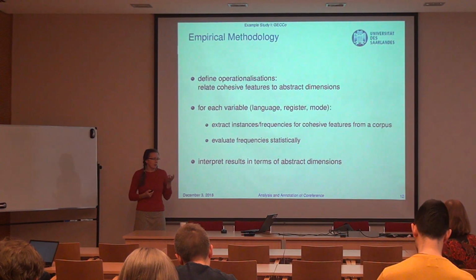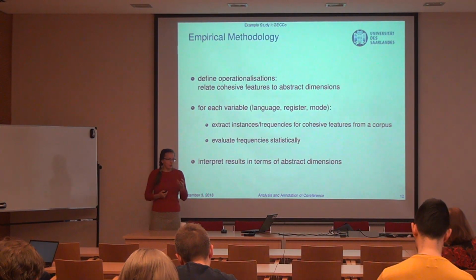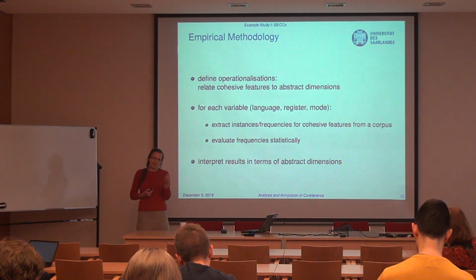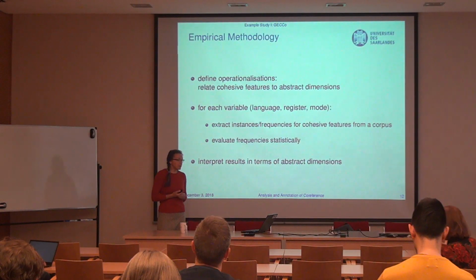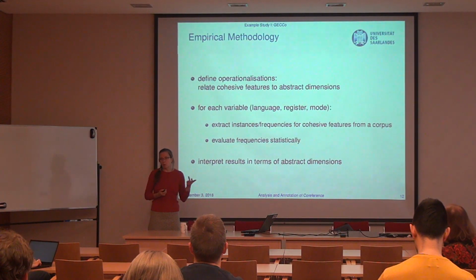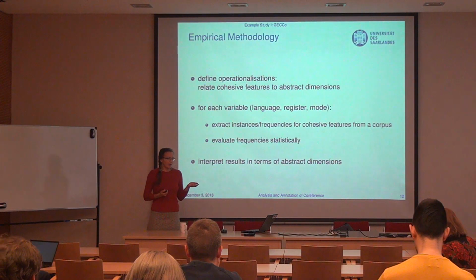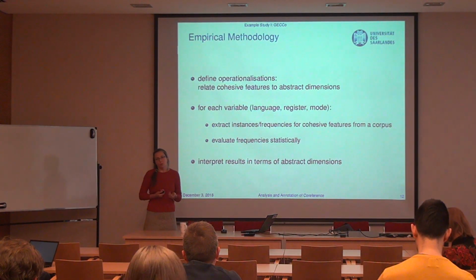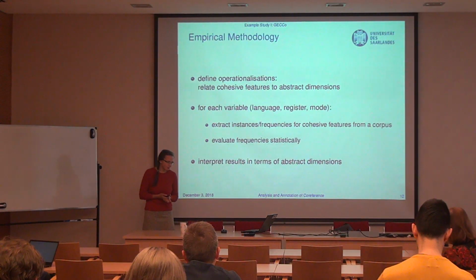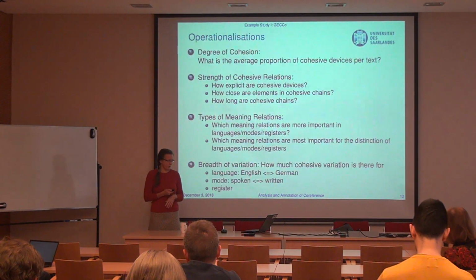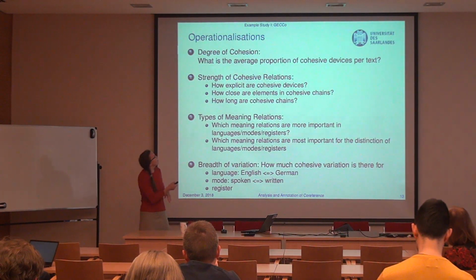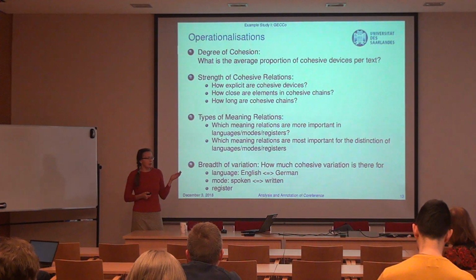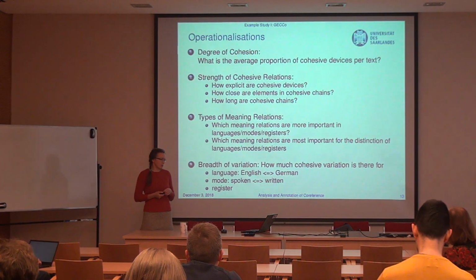So what we did, we took these abstract dimensions like degree of cohesion and tried to relate cohesive features or cohesive devices with these more abstract categories. And then for each variable, such as language mode and register, we extracted instances or frequencies of cohesive devices from a corpus and tried to perform some statistical analysis and interpret the results in terms of cohesion. So for example, for degree of cohesion, we ask what is the average proportion of cohesive devices per text.